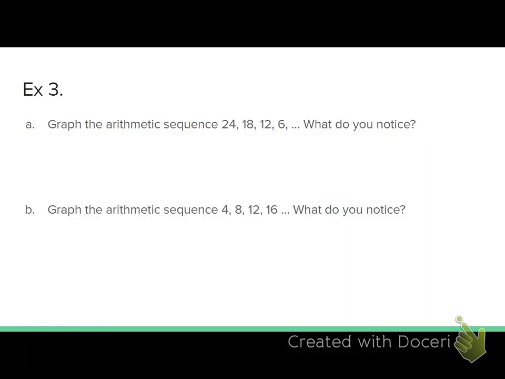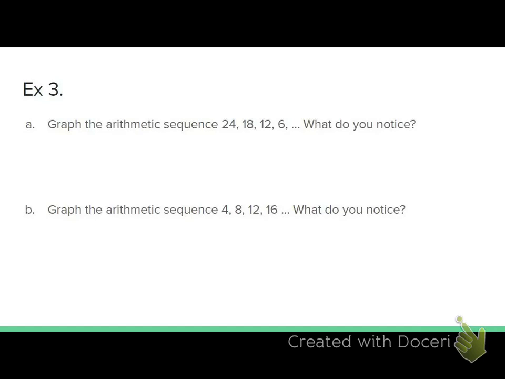Back, there we go. Graph the sequence. What do you notice? So, we will do that together. If you want to make yourself a little graph, you can. I think I'm out of graph paper right now. So one thing that's important to realize is that we do have to graph these as ordered pairs.